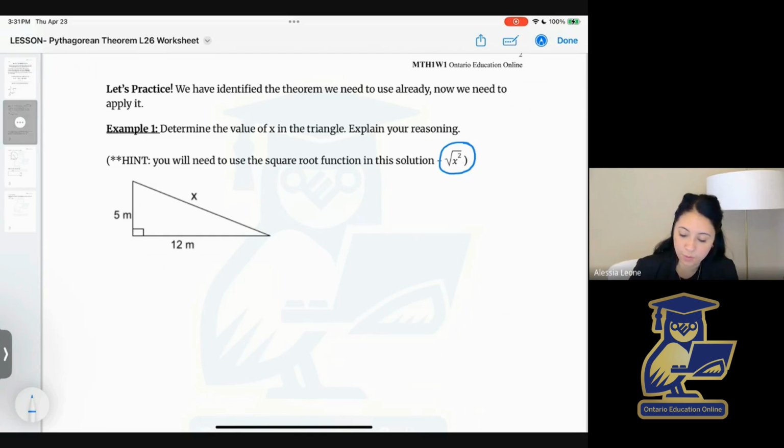So let's write out our formula. A squared plus b squared equals c squared. Now, this is asking us for our c, our hypotenuse. So we will go a squared, which is 5 squared, plus b squared, which is 12 squared, to find our c squared.